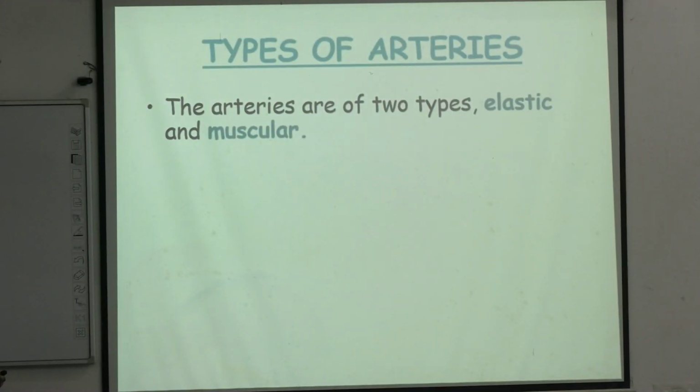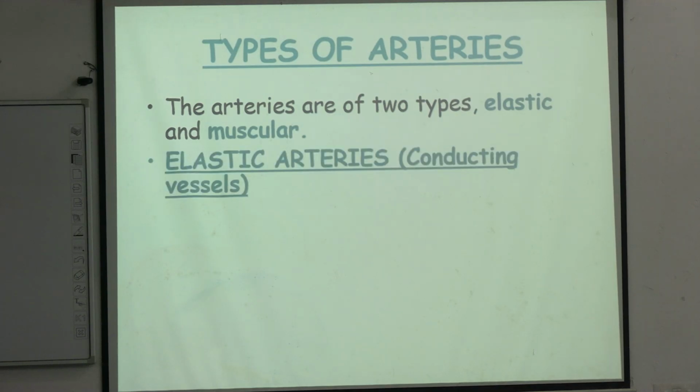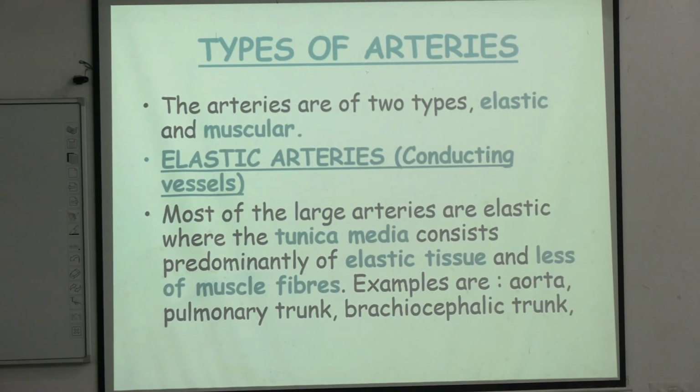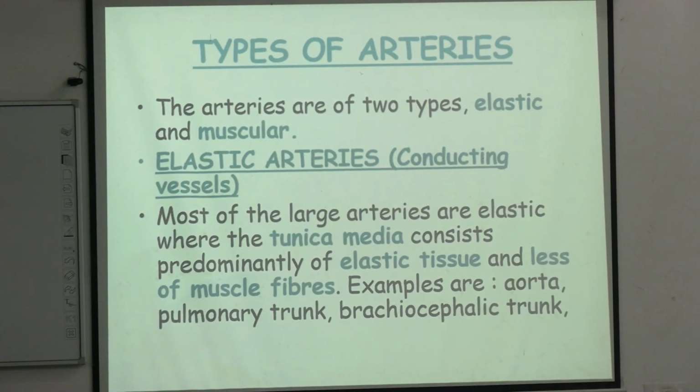Types of arteries. The arteries are of 2 types, elastic and muscular: the predominance of elastic tissue is known as elastic, and the predominance of muscular tissue as muscular. Elastic arteries are conducting vessels. Most of the large arteries are elastic, where the Tunica Media consists predominantly of elastic tissue and less of muscle fibers. Examples are aorta, pulmonary trunk, brachiocephalic trunk.